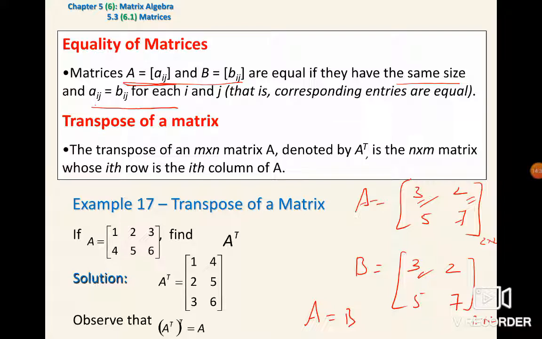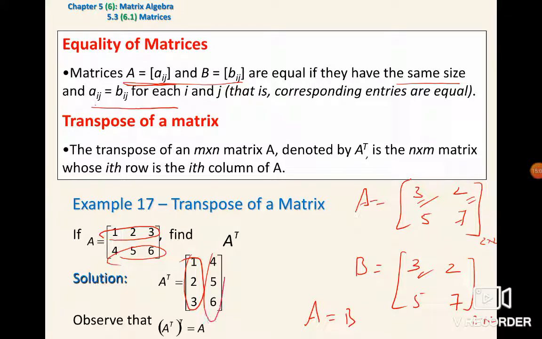Transpose of the matrix. Just now we have seen symmetric matrix. Now we will understand what a symmetric matrix is. So, transpose. The transpose of an m by n matrix A, denoted by A transpose, is the n by m matrix whose ith row is the ith column of A. That is, you take the first row of the matrix and make it a column. So the first row 1 2 3 of A has been written as 1 2 3 as a column of A transpose.